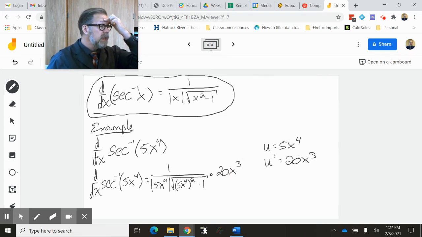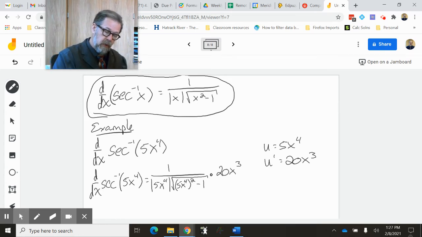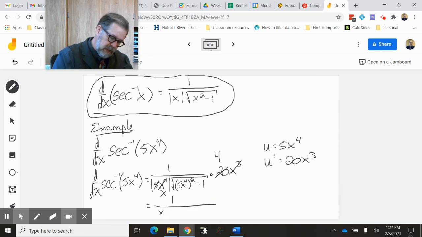Notice that the x cubed could be positive or negative, but the x to the fourth will always be positive. So the answer to this function could be positive or negative depending on where you are. So when we simplify this, what we get is that we don't have to write the absolute value anymore, but there's going to be a 4 up here, and there's going to be an x left over down here, and it's 1 over x times the square root of 25x to the 8th minus 1.